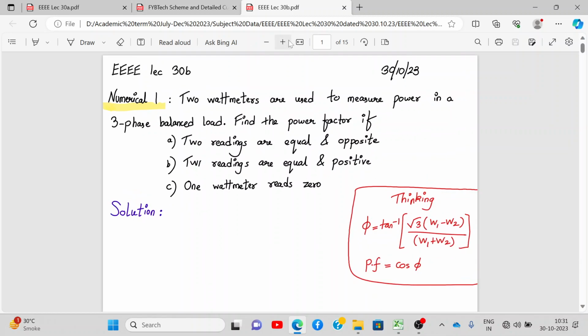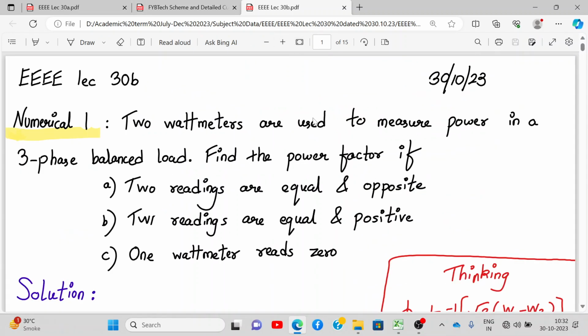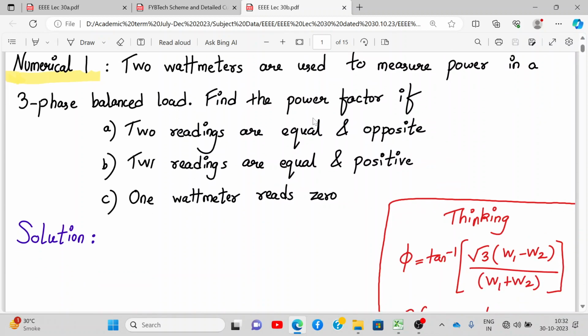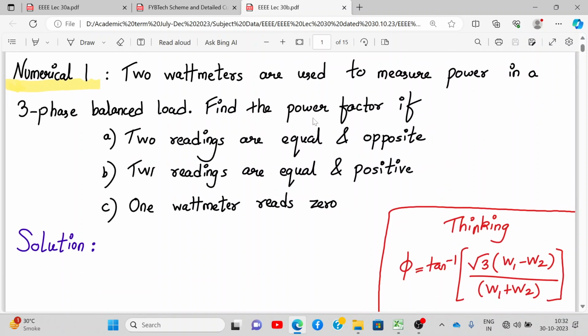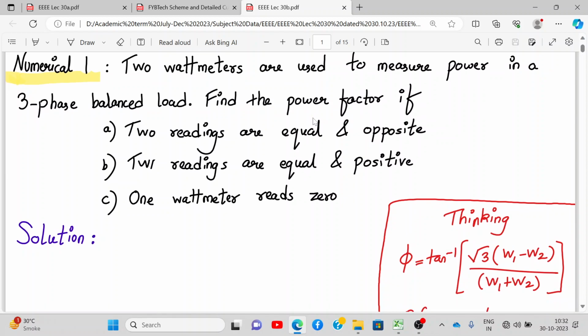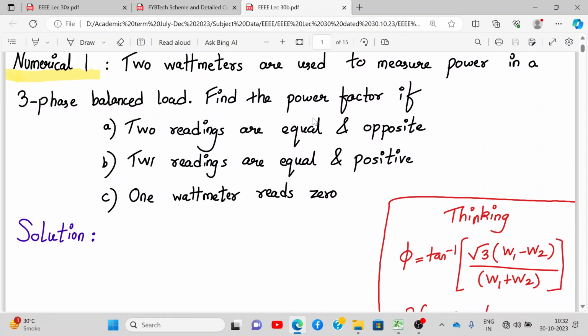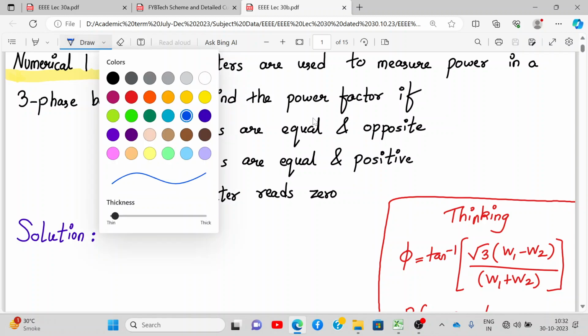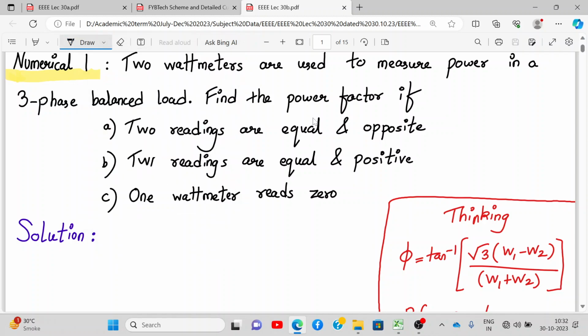Do not write the numerical, it's already been shared with you, everyone. Did you receive it? Yeah. So you can write the solution for numerical number 1. Let me start straight away. Two wattmeters are used to measure power in a three-phase balanced load. Find the power factor if the two readings are equal and opposite, the two readings are equal and positive, and one wattmeter reads 0.